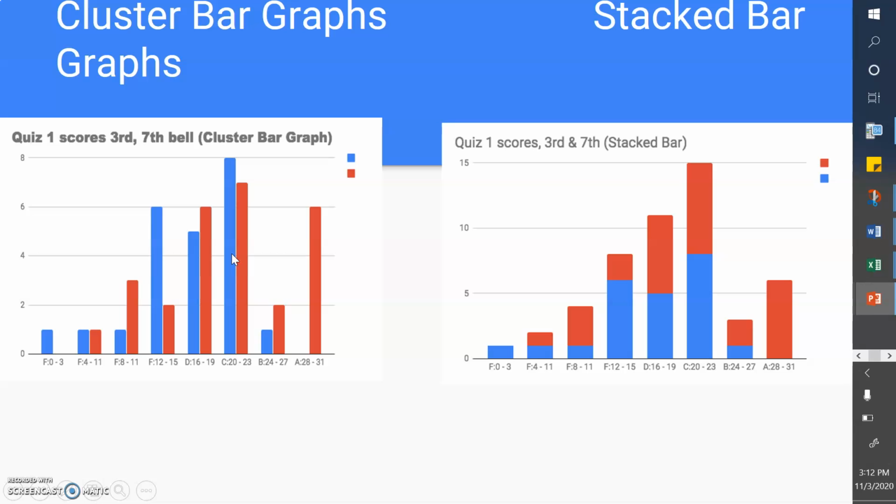But that's one way to look at it. If you look over here, the stacked bars, this is how many total students had C's. This would be used to see how well both classes did overall. And that's pretty good. That's not too bad overall.